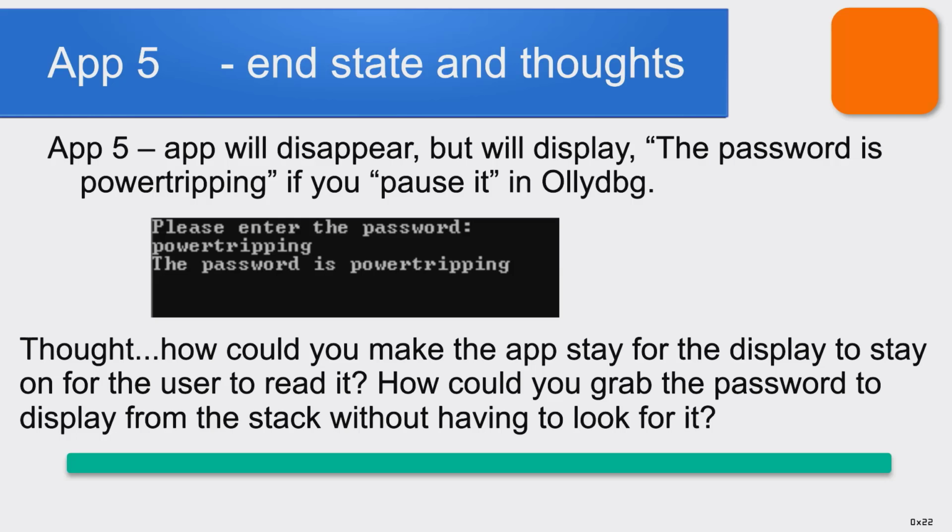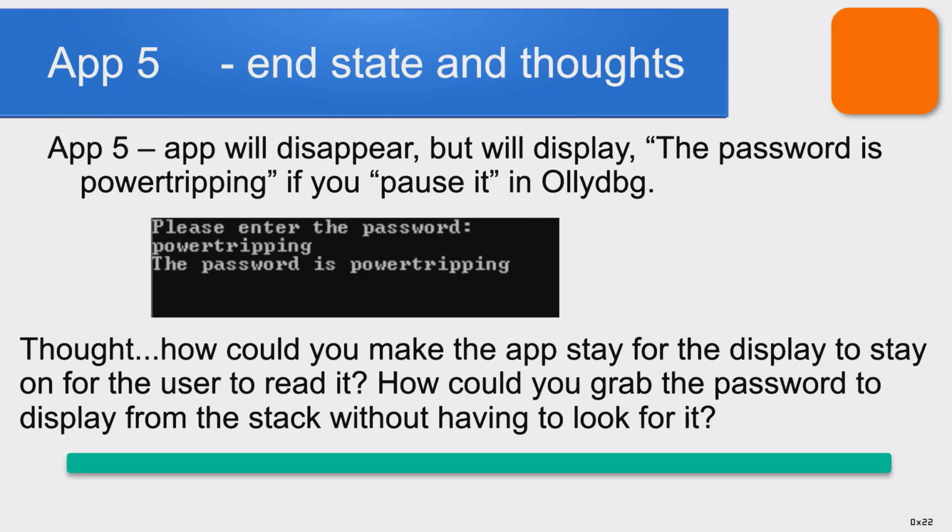So I talked about the loop in the previous slide to gather the next four characters. Here's the loop, big red arrow. So there's the loop that I was showing you. Now, the end state here, again, it will disappear whether you enter the right password or the wrong password. But if you pause it in a debugger, another debugger, it will say password is power tripping. So as long as you enter power tripping, it's good.